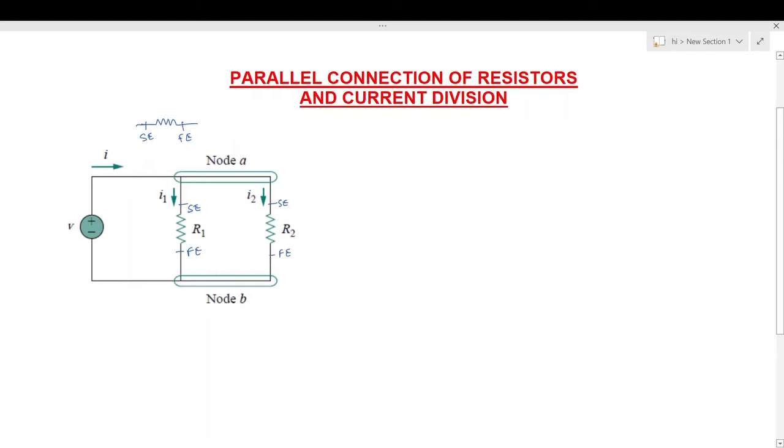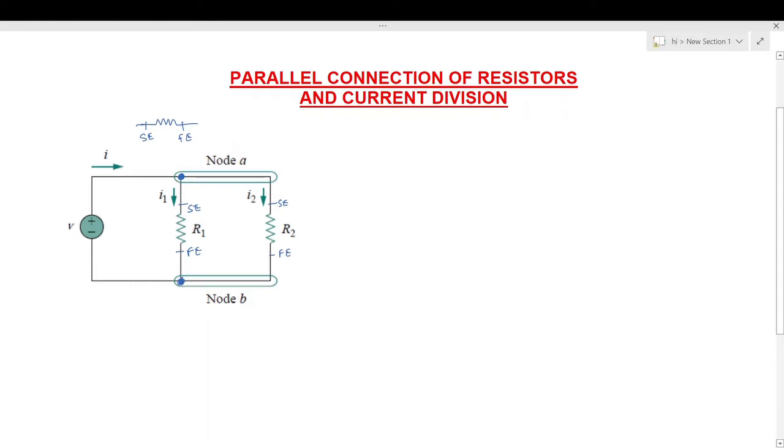Now for understanding of parallel connection, the starting ends of both the resistors are connected together and further connected to the positive terminal of the voltage source, and in the same manner the finishing ends of both the resistors are connected together and further connected to the negative terminal of the voltage source. The point where the positive terminal and both resistors' starting ends meet, we can call node A, and the point where the negative terminal of the voltage source and both the finishing ends of the resistors meet, we can call node B.